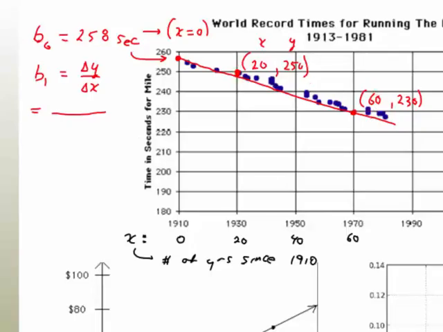And the change is negative because why? Because y is going down, right? So as time goes by, people run faster, and so the world record time goes down. So we want final minus initial, and that's going to give us a negative 20. So final minus initial. And what's the change in x? That's easy, right? That's just 40. So you do final minus initial y and final minus initial x. We get negative 20 over 40.